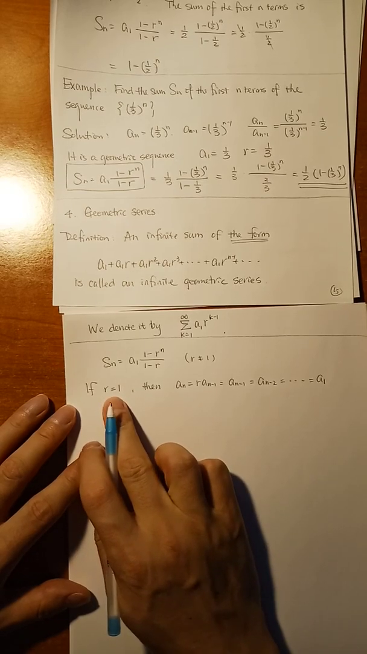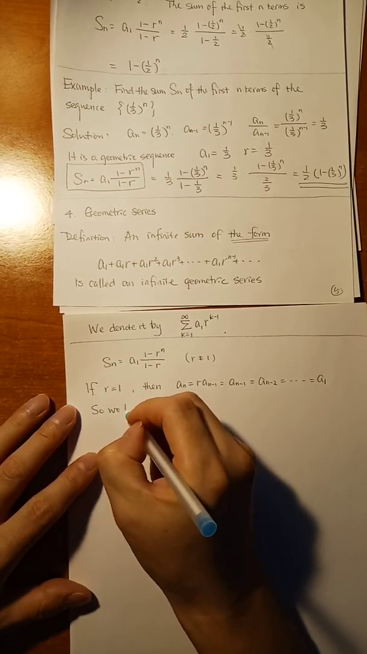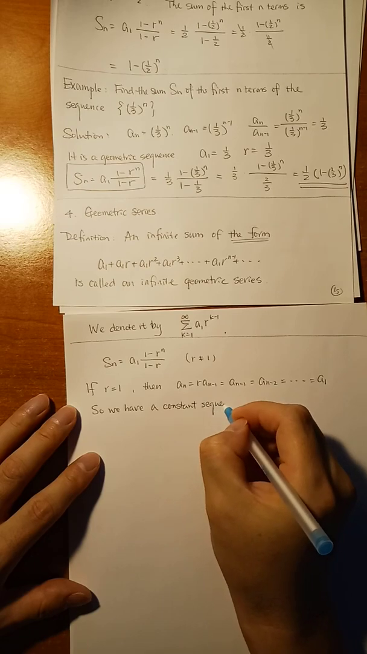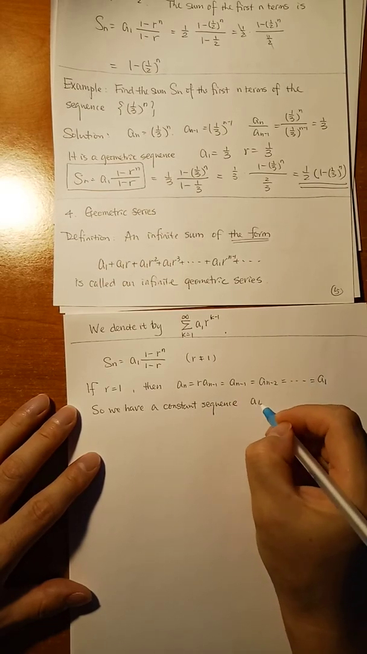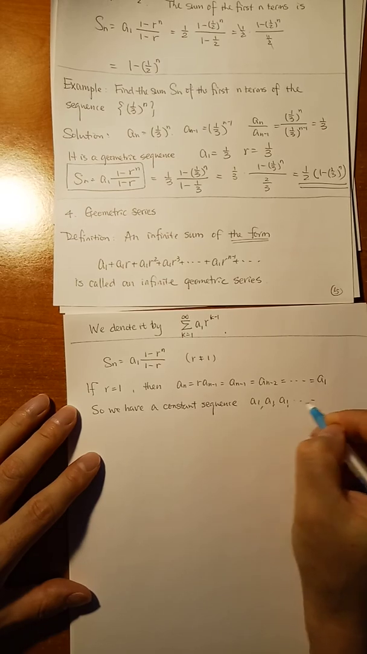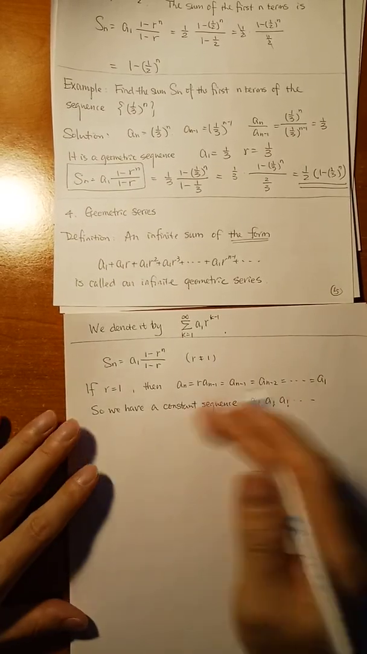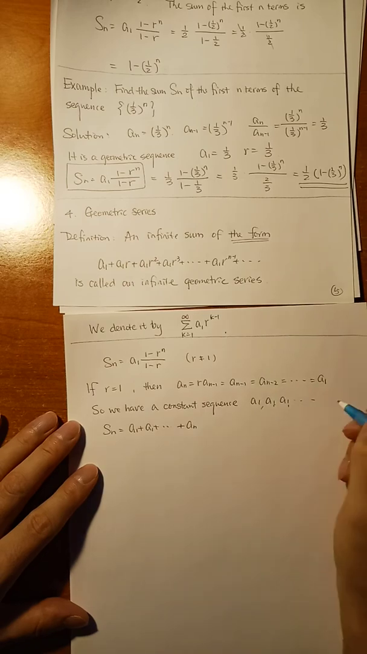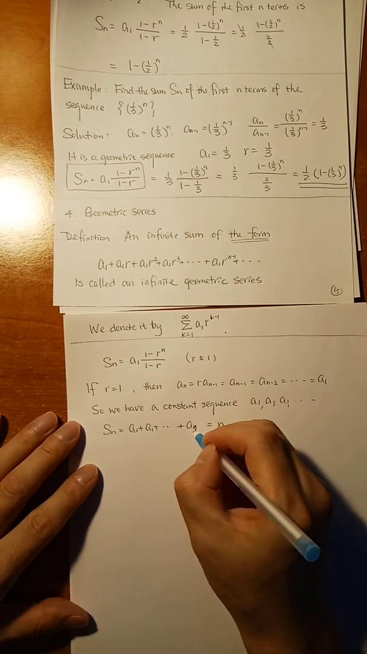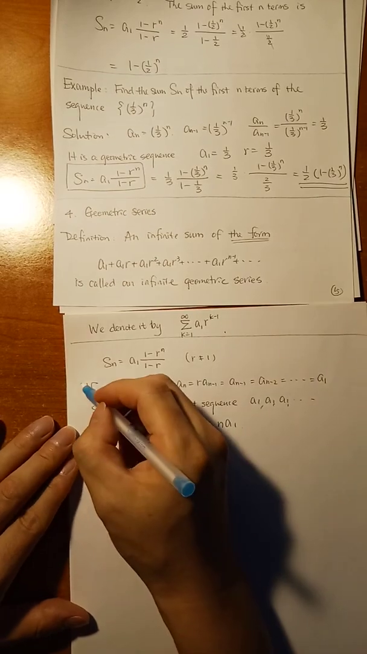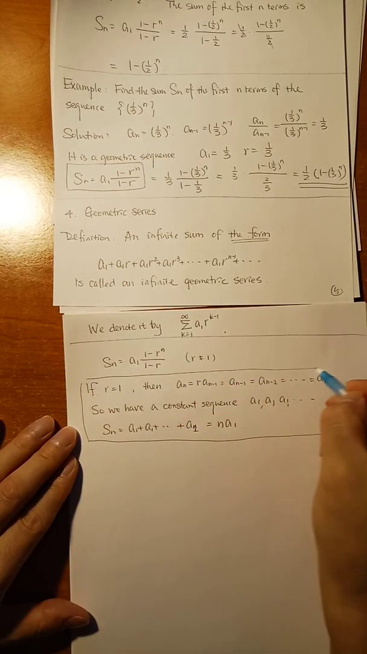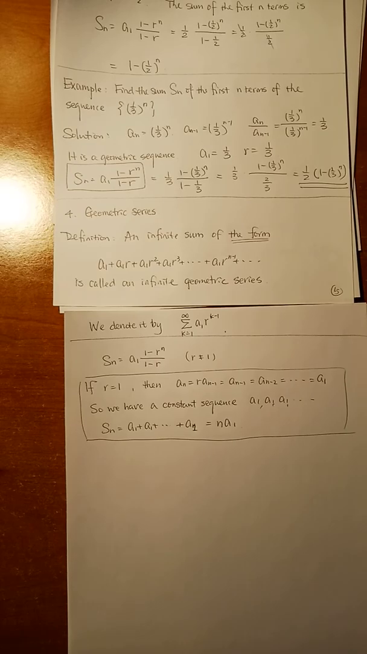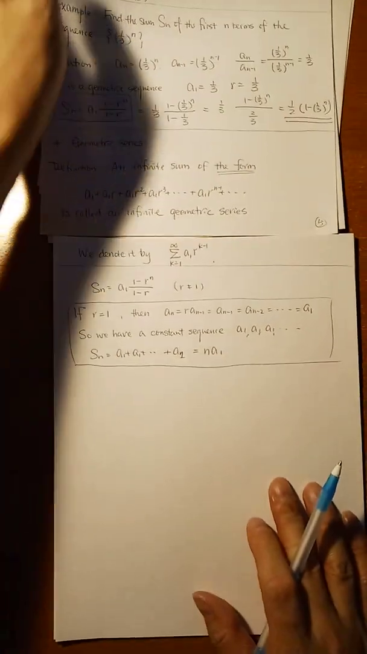So when R is equal to 1, we have a constant sequence. A constant sequence means A1, A1, A1, A1, just repeating A1 forever. Then what is the sum? It's just A1 plus A1, up to the nth position, which is A1. So it's n times A1. For this special case, it's not interesting at all. You have a constant sequence, then the sum is, of course, n copies, n times the first term.